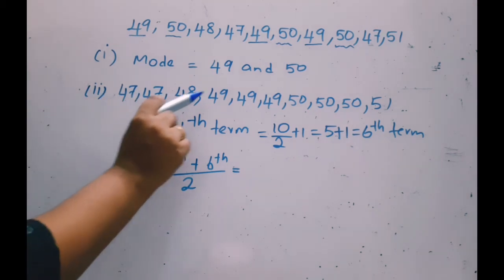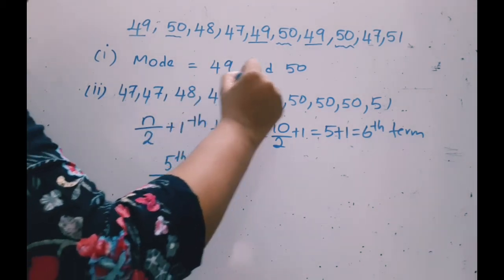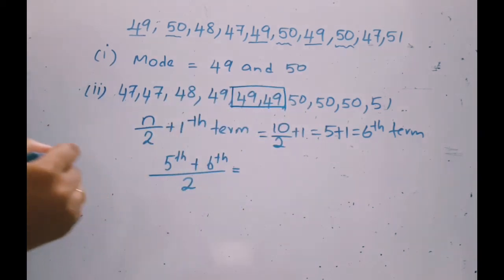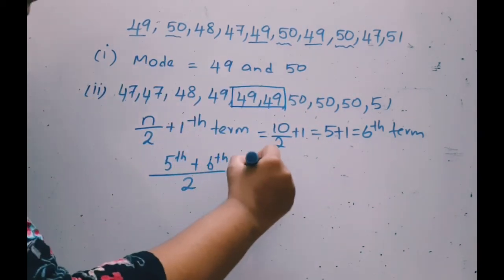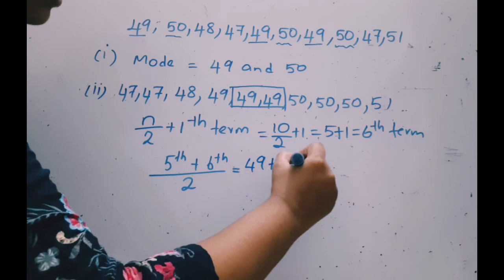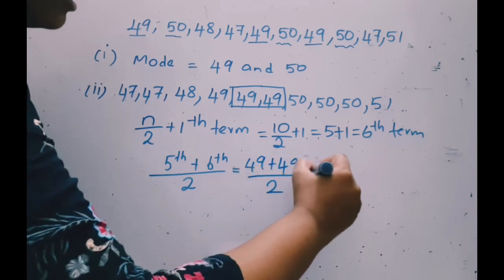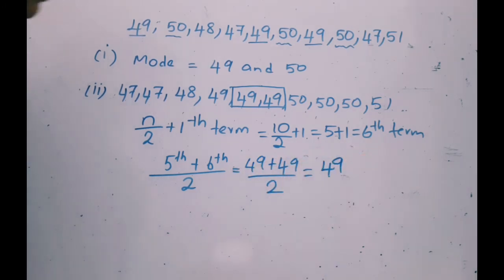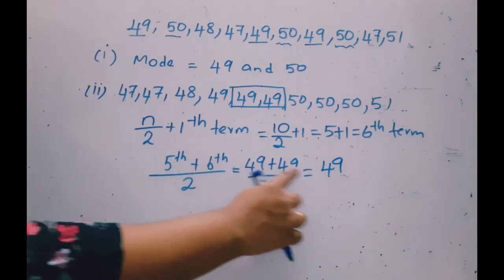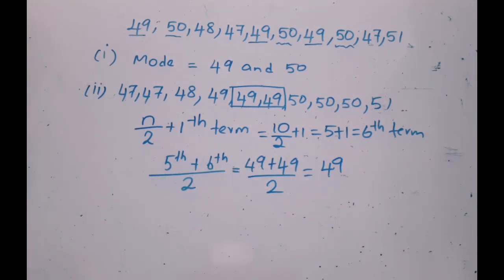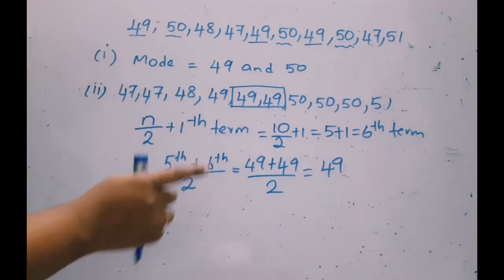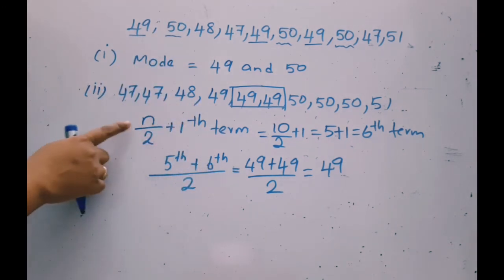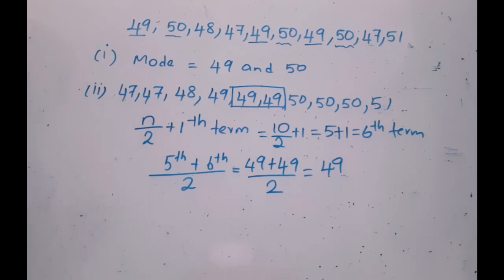1, 2, 3, 4, 5. This is the fifth and sixth terms. So it's going to be very easy in here. Since both the numbers are the same, the median is going to be the number 49 itself. Okay children, so if it has come in odd numbers, you would have to substitute in the other equation and find the mid value of the given data.